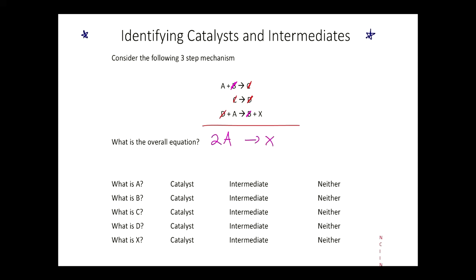So A is a what? Is it a catalyst? Is it an intermediate? Nope, it's actually a reactant, that's all. So it's neither. It's a reactant. What is B? It's a catalyst, because it's a reactant and then a product. You add it, then it's made at the end. C, intermediate. D, intermediate. X is neither. It's a product. Perfect. That's basically something I will assess on the exam.